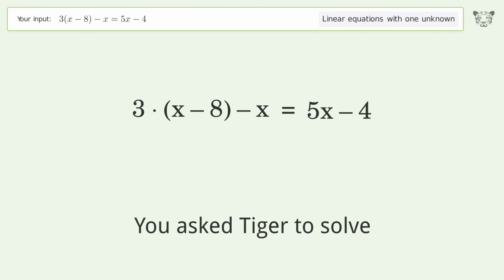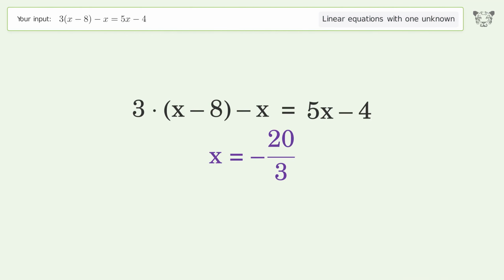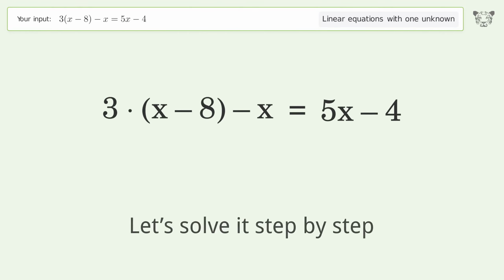You ask Tiger to solve this. This deals with linear equations with one unknown. The final result is x equals -20/3. Let's solve it step by step.